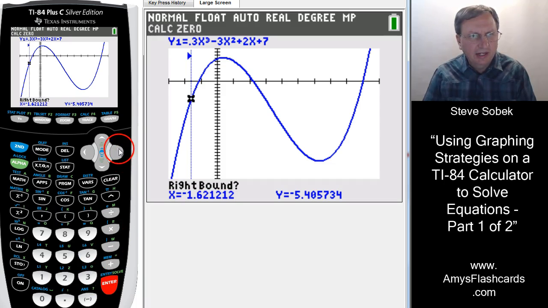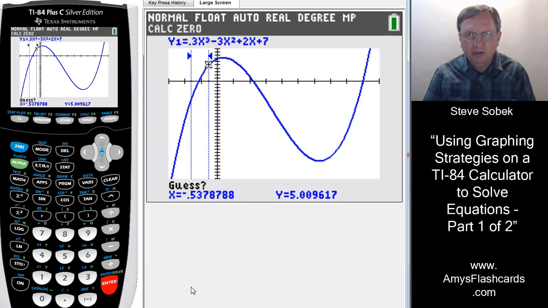And then hit your right arrow key until you've gone a little bit to the right of that point. It doesn't have to be very far. And hit the enter key. And now you've established your right boundary. You can see these dotted lines here with these arrows. We're looking for the zero of the function between these boundaries that you've established.